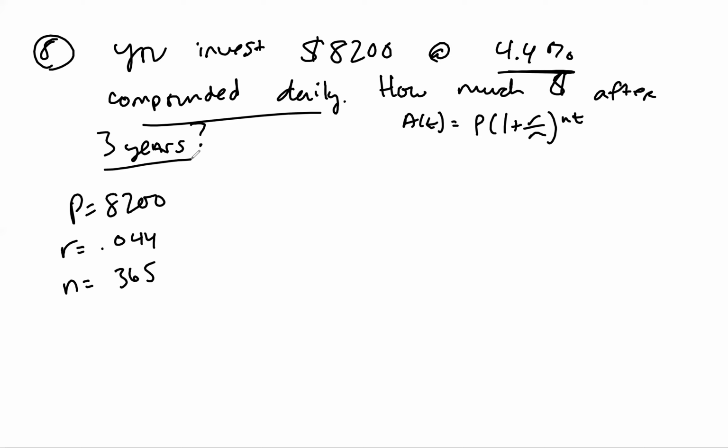And then it goes on to tell me 3 years. So t is 3. So here's all the information I need. Let's go ahead and get my n t. So 365 times 3 is 1095. Okay, so I'm ready to roll.